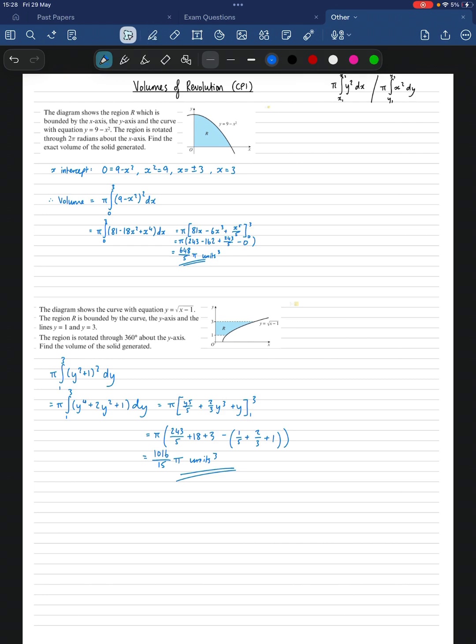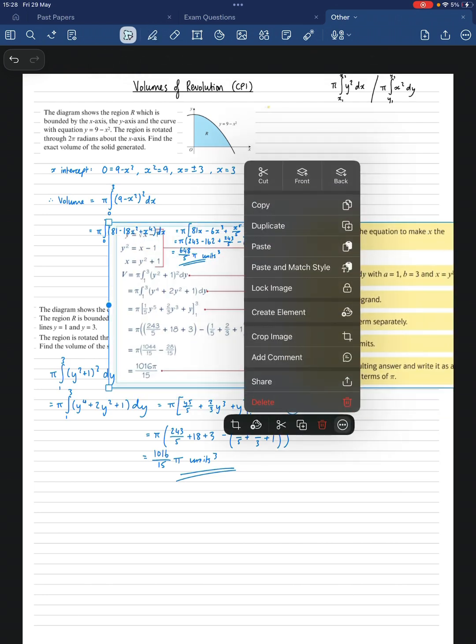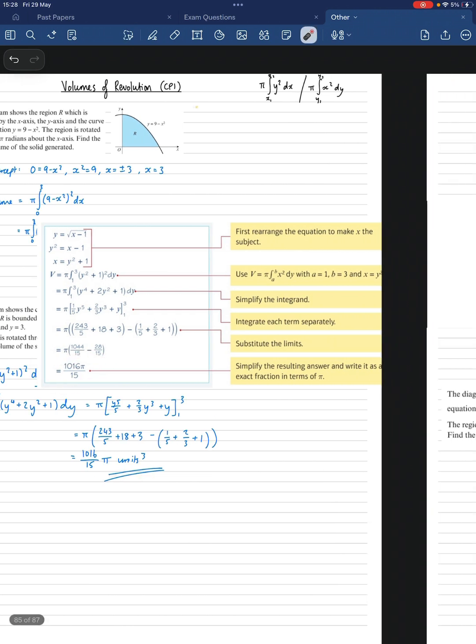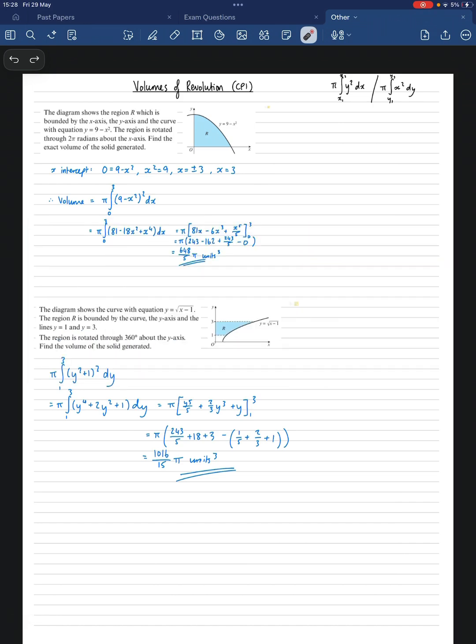So that is the answer, and they agree with us. 1016 over 15 pi. That's the working, same as us. Alright, so this is section 1 and 2.